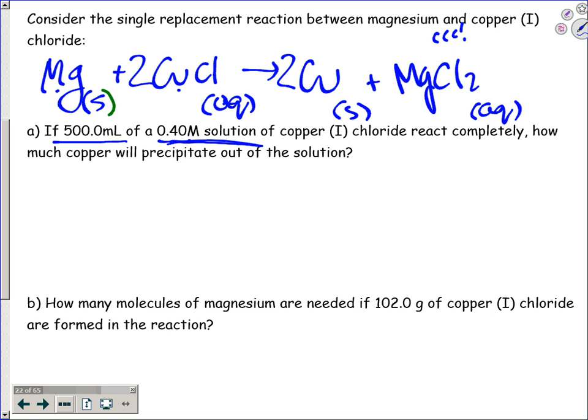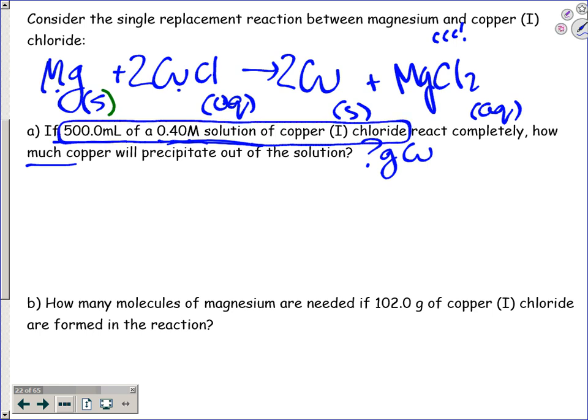All right, and then how much copper will precipitate out? When I say how much, what does that generally mean? Mass. So our question is grams of copper will precipitate out. We kind of see that from the equation. And this information collectively together is the given.